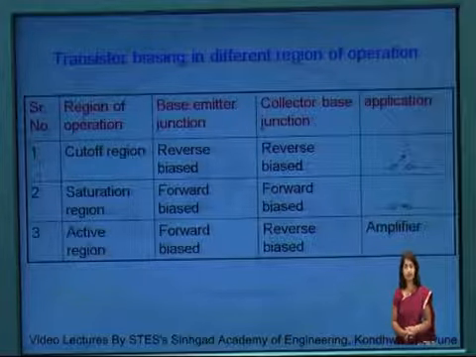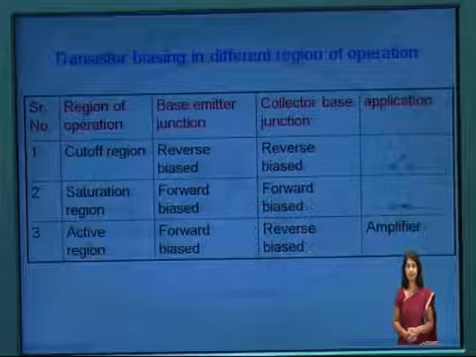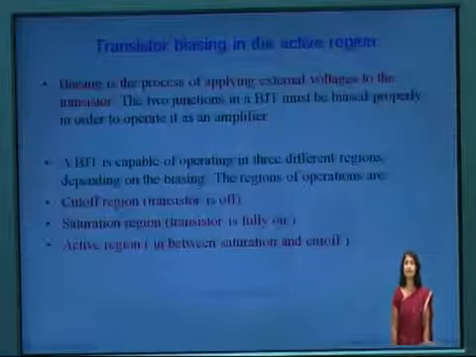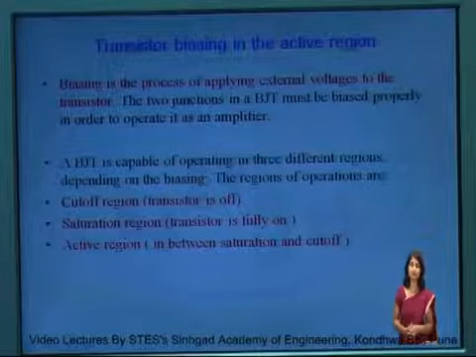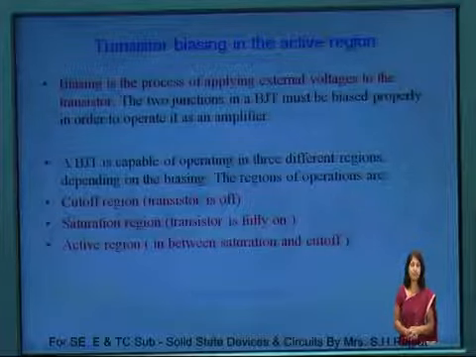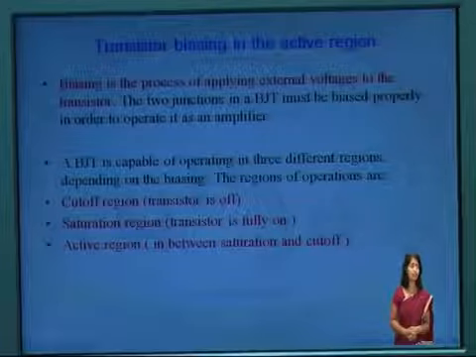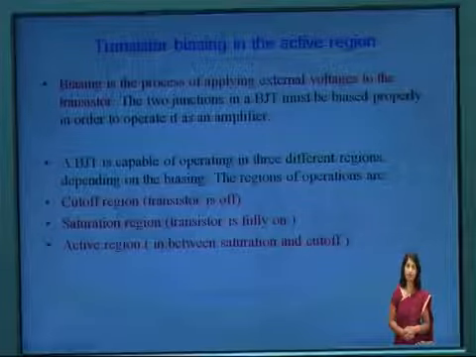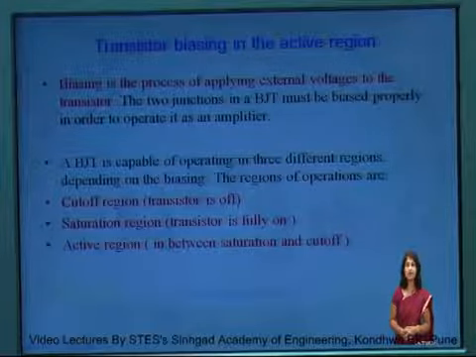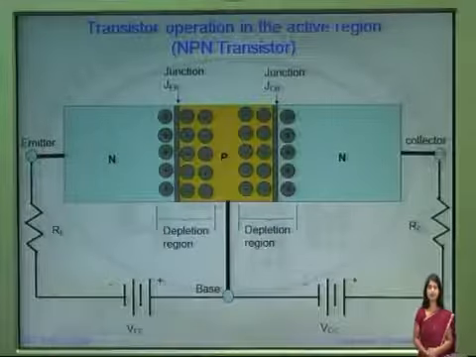The third one is the active region, in which the base to emitter junction is forward biased, the collector to base junction is reverse biased, and the transistor acts like an amplifier in this region. We are interested in transistor biasing in the active region. Here, if we want the transistor to act like an amplifier, the base to emitter junction is forward biased and the collector to base junction is reverse biased. In the cutoff region, the transistor must be fully off. In the saturation region, the transistor must be fully on, and in the active region, it must be in between saturation and cutoff.